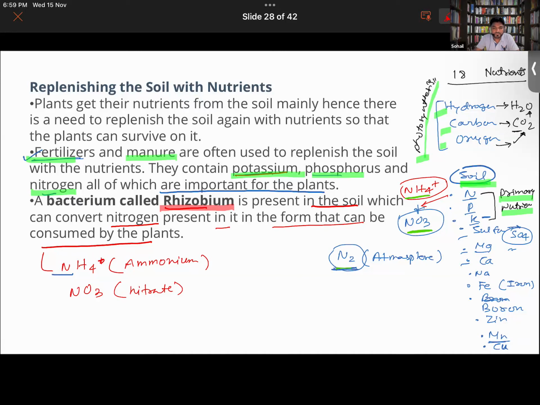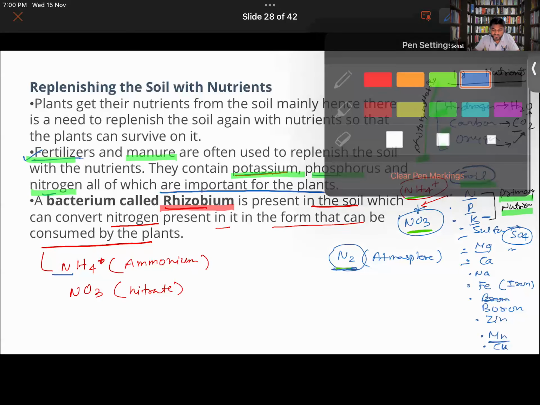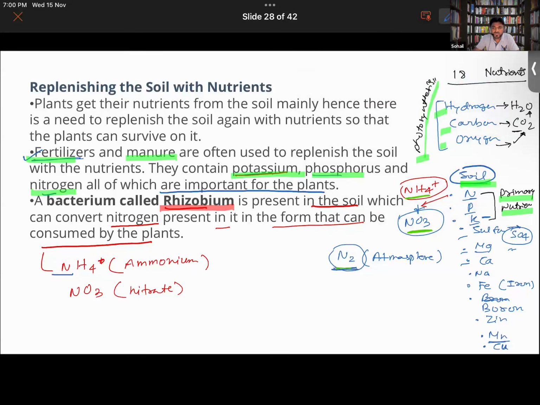Apart from these, there are some other methods also. How do we replenish the soil with the nutrients? Like there is vermicompost, right?